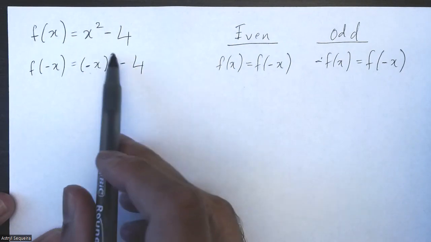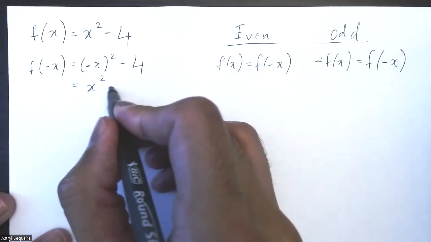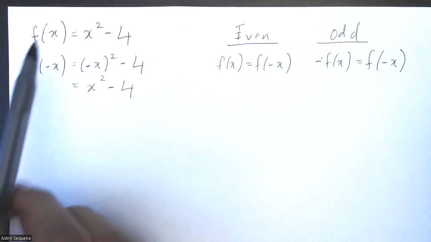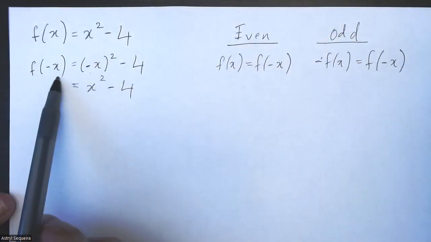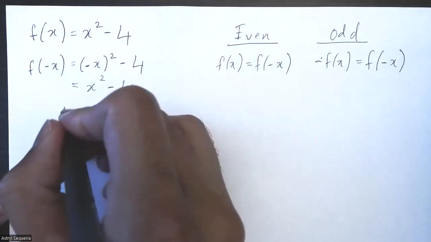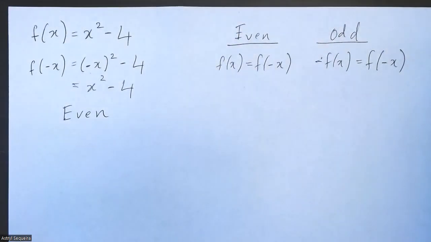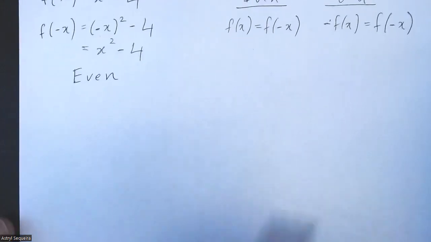And then negative x squared is just positive x squared because a negative squared is always positive. And what you notice is that f of x is the same as f of negative x. These two equations are identical, which means that my function is even. I don't have to even test for odd here because I've already found it's even. Let's go to the second example.